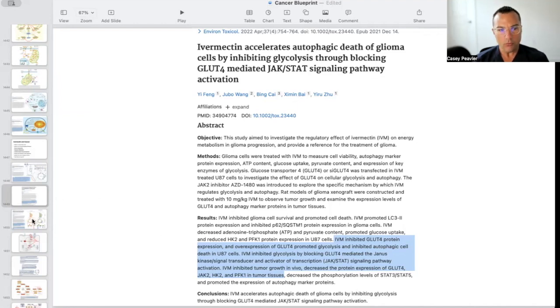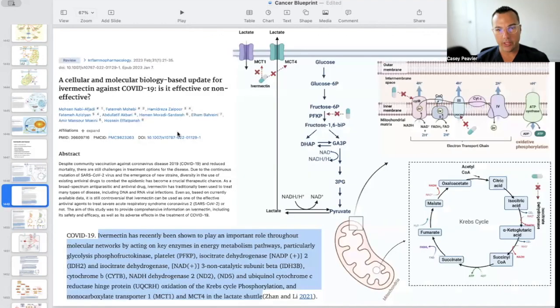So this paper, a subsequent paper, when talking about glioblastoma multiforme, they were finding that not only is it blocking PFK, but it's blocking glucose uptake channels, hexokinase, and these lactate transporters.